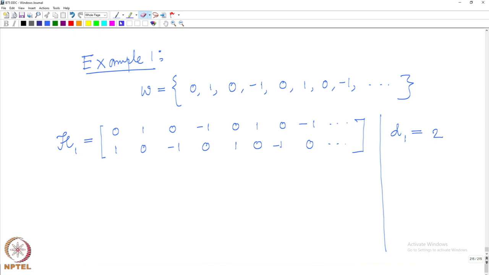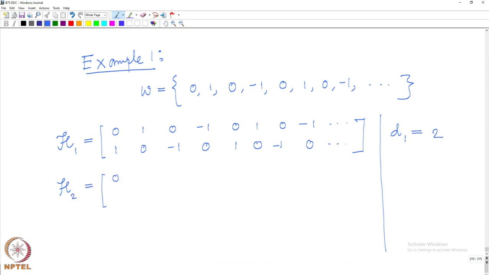If the rank is equal to 2, then there is no hope of finding any first order equations. First degree annihilators are not there, because there is nothing in the left kernel. Left kernel is equal to 0. What if I look at H2 now?